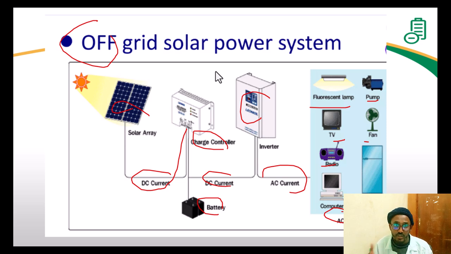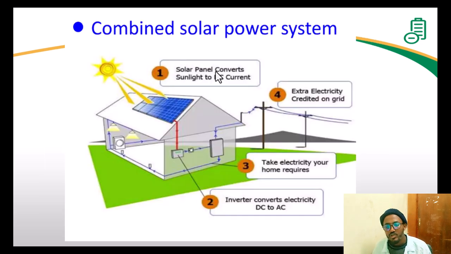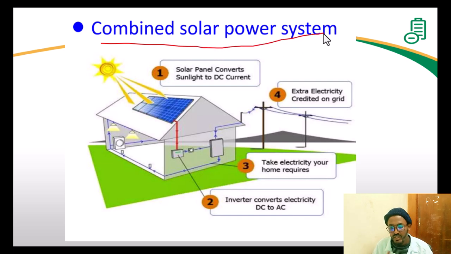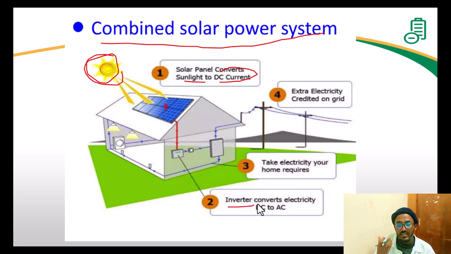these energy sources. They are off-grid. And the third one is combined solar power system, which means we combine these two things, off-grid and on-grid. So if you can see here, we don't have solar power here. So we don't have solar panel. So the solar panel converts sunlight to DC current. There's sunlight, so it's converted to DC current. And after that, we have the inverter. The inverter receives the DC current and it converts it to AC current, from DC to AC current.